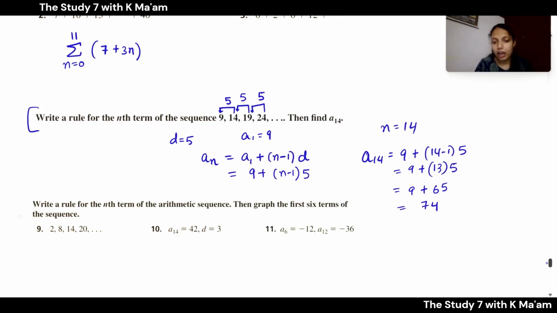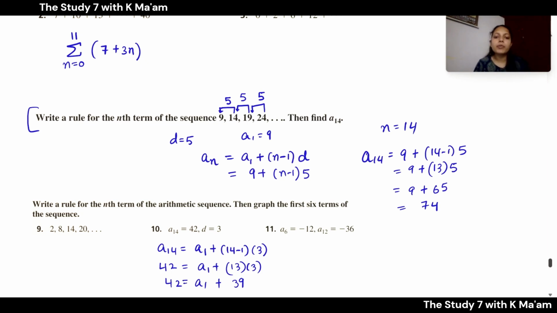We will write that. How to write a14? a14 is the first term plus n minus 1, n is 14 in this case, 14 minus 1 times d. d is 3. And a14 is given as 42. 13 times 3 is 39. a1 and 39 make 42. Subtract 39 from 42 and you will get 3. So the first term is 3.